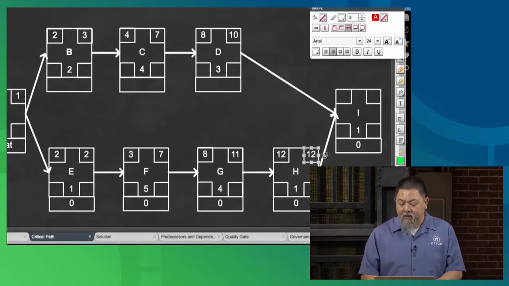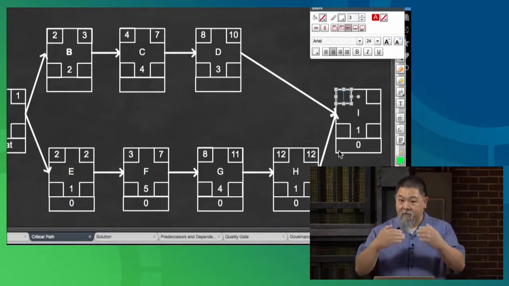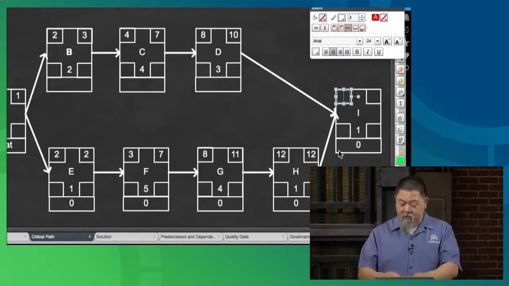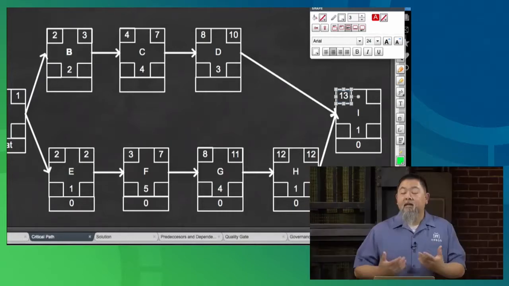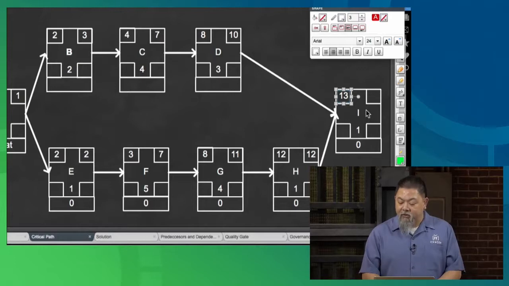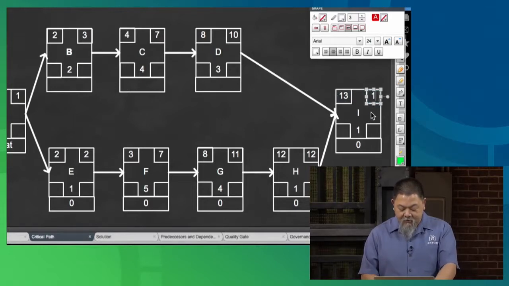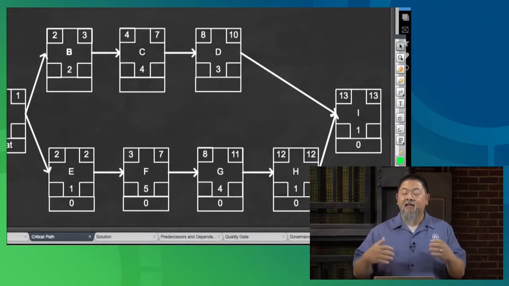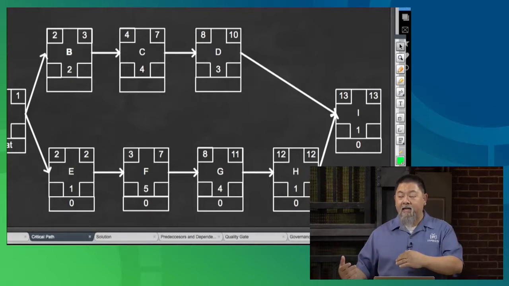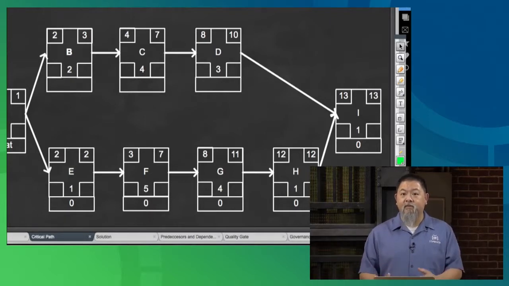So I have to come back and say that the earliest task I can begin, because I've finished H, is the end of day 12, which is the 13th. So the 1 day task can also end on the 13th. Make sense? All right, so now we've made the forward pass, and we're starting to see some information pop in.